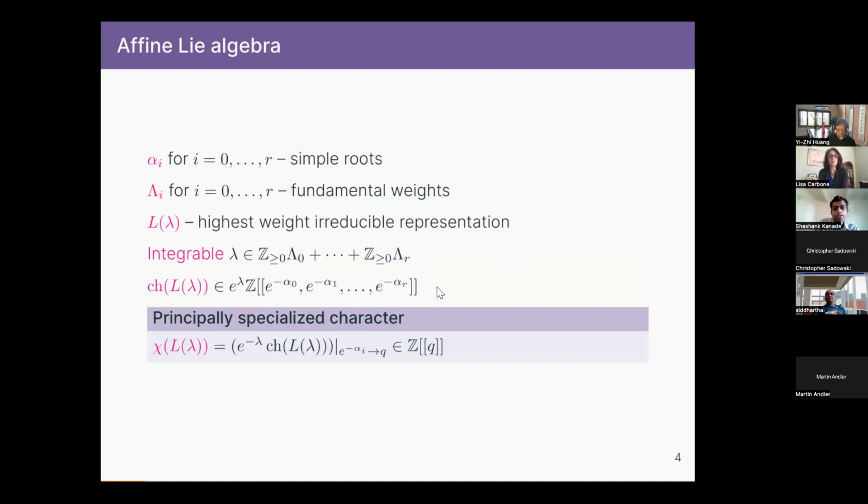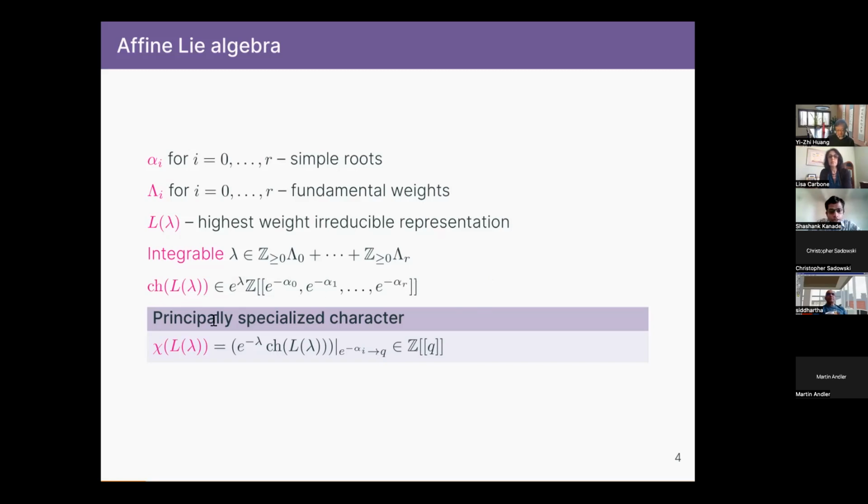But really what I need is their principal specialization. So what you do is you remove this top guy. So you normalize them effectively, and you set all of the formal exponentials you see here to Q. And now you get just a nice formal power series in Q.